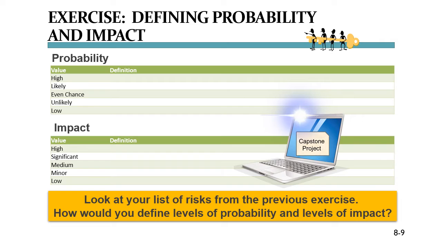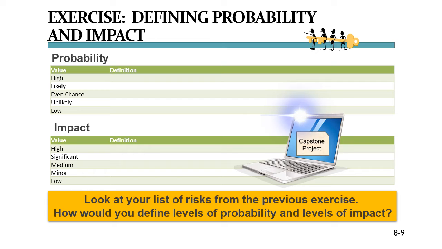Sometimes, though, it can become the project manager's job to define the taxonomies herself. Now, return to the risk register from the previous exercise. Look at each of the risks that you have written down, and then decide how you would want to describe the categories in a taxonomy for likelihood or probability at the top of the slide, and for impact or consequence at the bottom of the slide.